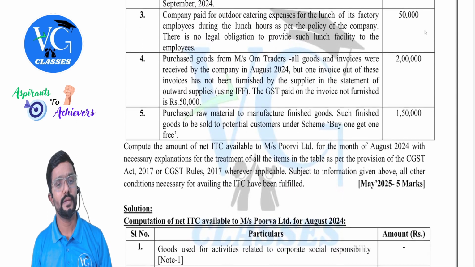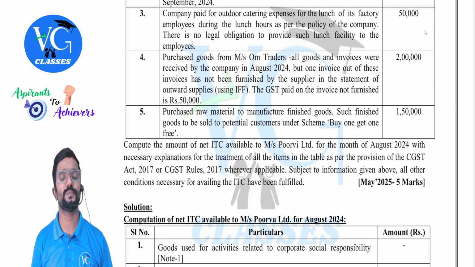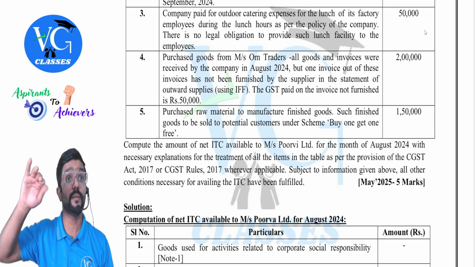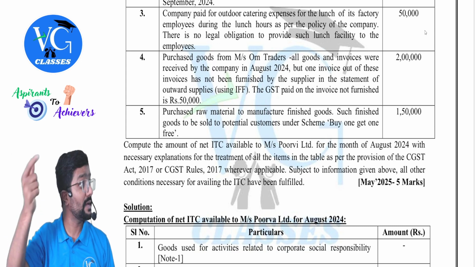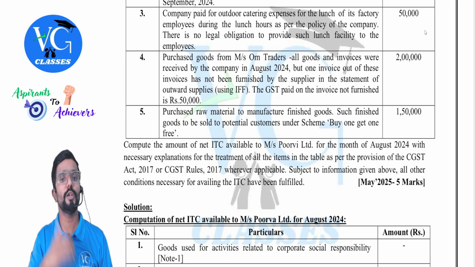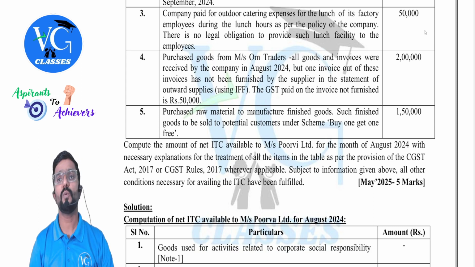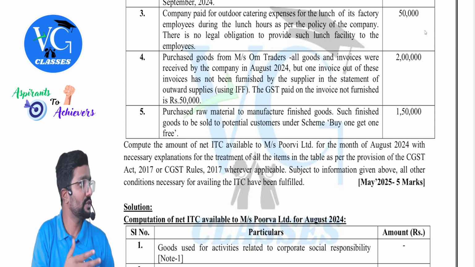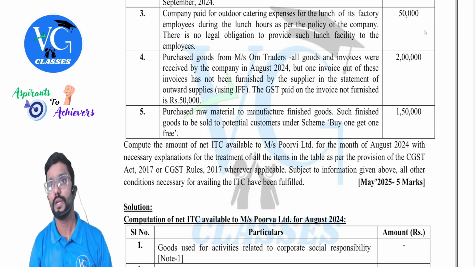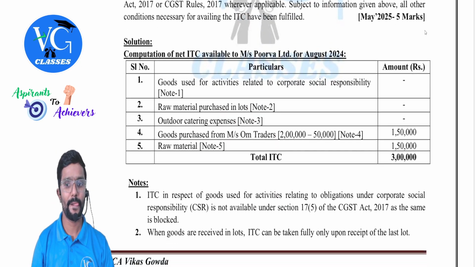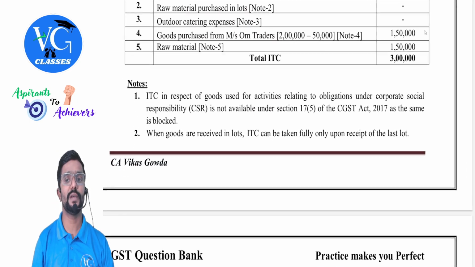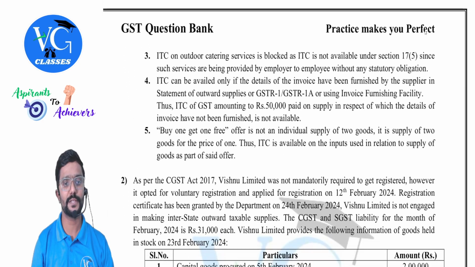Then third item, company paid for outdoor catering expenses for lunch of its factory employees during the lunch hours as per the policy of the company. There is no legal obligation to provide such lunch facility to the employees. No credit. As per section 17 subsection 5, even if you want to write clause B, you can write. No credit, guys. Sir, what if it was an obligation to the employer to give lunch? Then in that case, it would have been allowed. Credit is allowed, guys. So here, outdoor catering expenses, you can see the credit is nil.